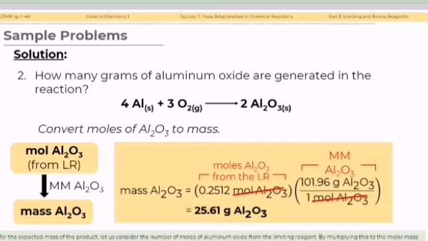To solve for the expected mass of the product, let us consider the number of moles of aluminum oxide from the limiting reagent. By multiplying this by the molar mass of aluminum oxide, the mass in grams of aluminum oxide is obtained. Plugging in all the given values, mass of aluminum oxide equals 0.2512 moles of aluminum oxide times 101.96 grams per 1 mole, which is equal to 25.61 grams of aluminum oxide.